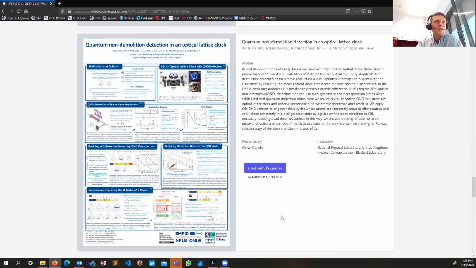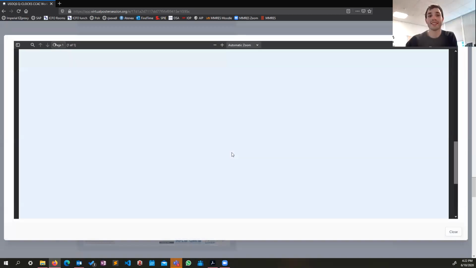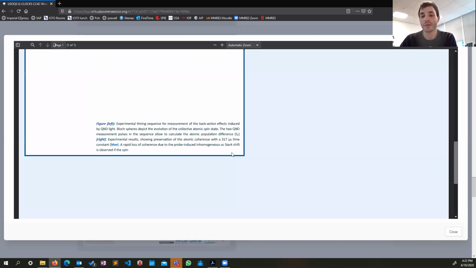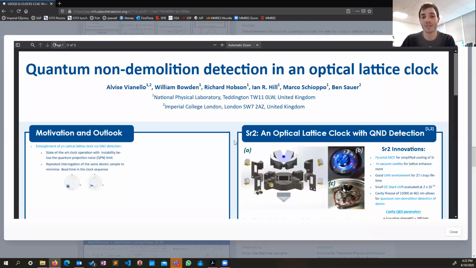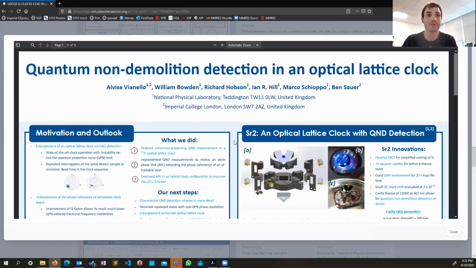The next poster is by Alvise. Hi everyone, I'm Alvise. I'm a student at Imperial College London. I'm doing my PhD at the National Physical Laboratory in the group of Ian Hill with Richard Hobson, William Bowden, and Marco Schioppo. So my poster is called Quantum Non-Demolition Detection in an Optical Lattice Clock.